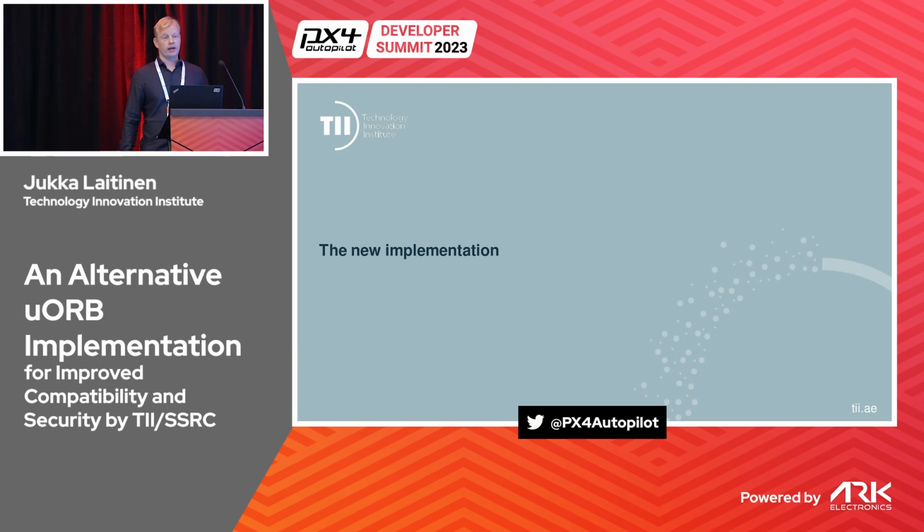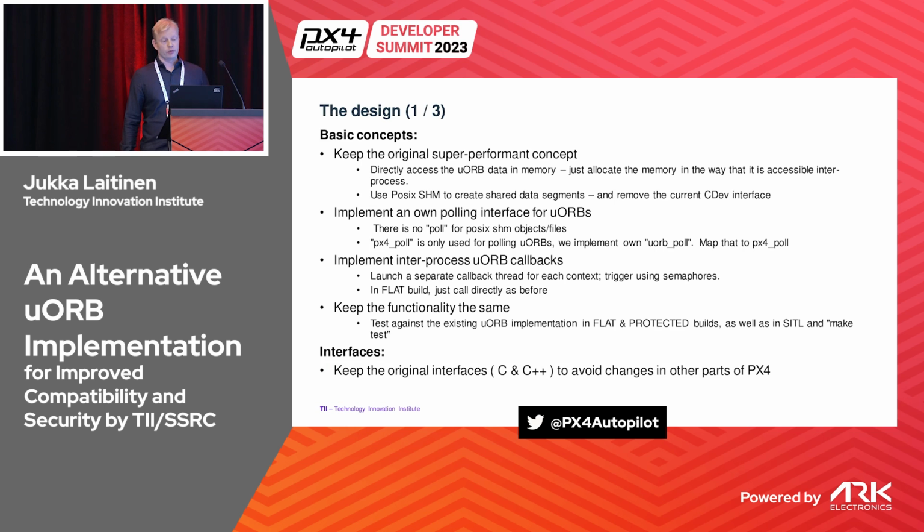So what we then ended up doing, we changed the design a little bit. We wanted to keep the original concept. We still want the subscriber to be able to directly copy the data from the publisher's memory, but we changed it in a way that we allocate the memory so that it's accessible by both publisher and subscriber, even inter-process. For this, we decided to use POSIX shared memory, which is a standard interface. And when using that, we can also remove the current CDEV interface altogether.